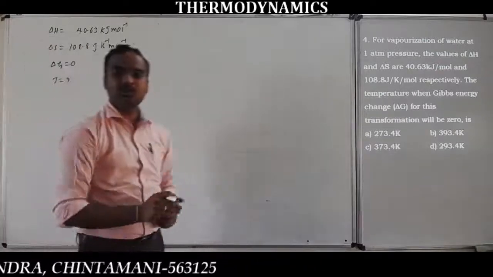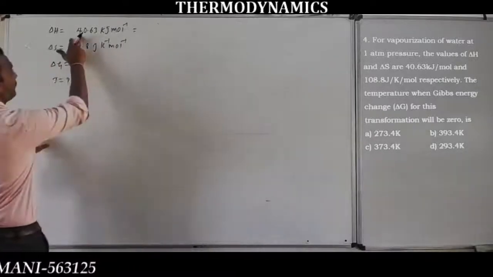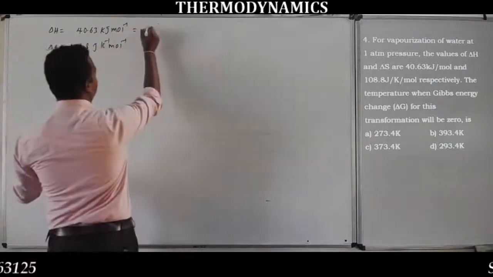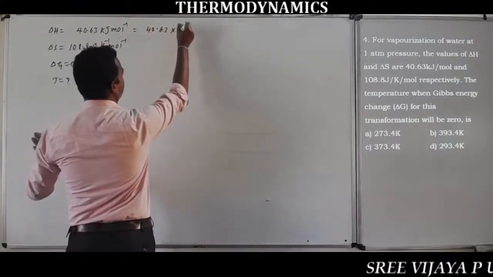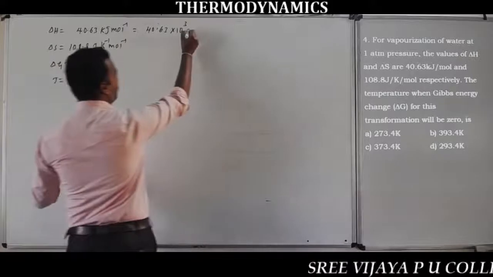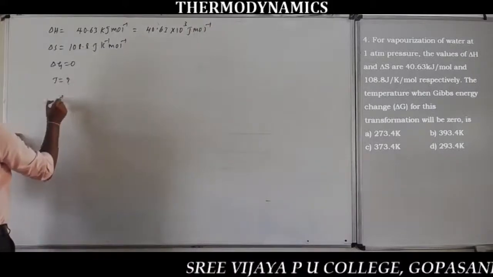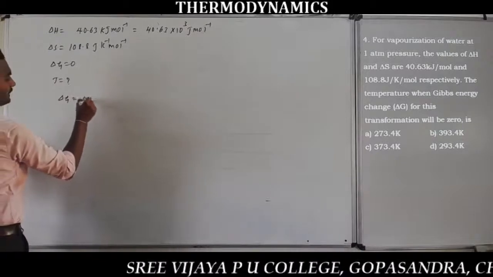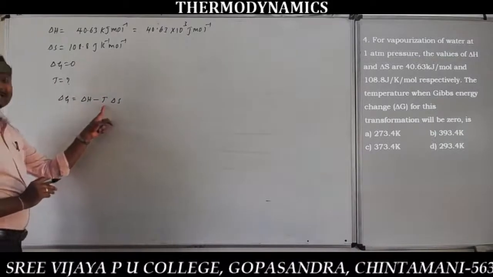So again, this is based on the Gibbs free energy equation. Before that, there is a conversion: 40.63 kilojoule per mole, multiply by 10 power 3 to convert kilojoule to joule, so joule per mole. So now what is the equation? Delta G is equal to delta H minus T into delta S. We have to calculate the temperature here.